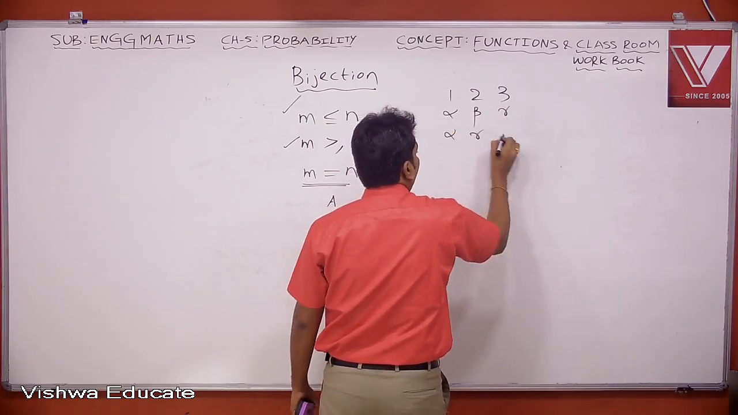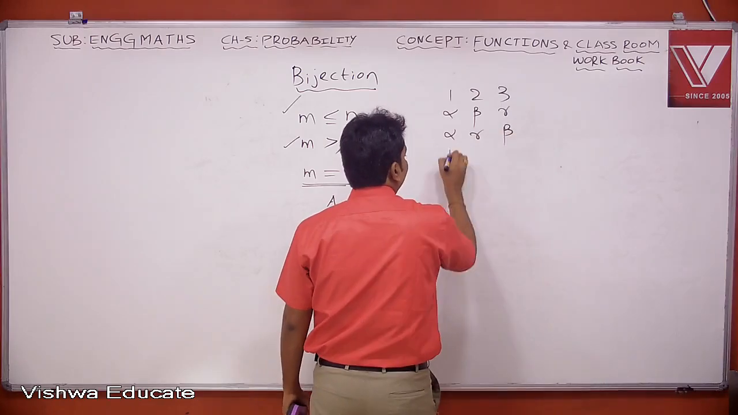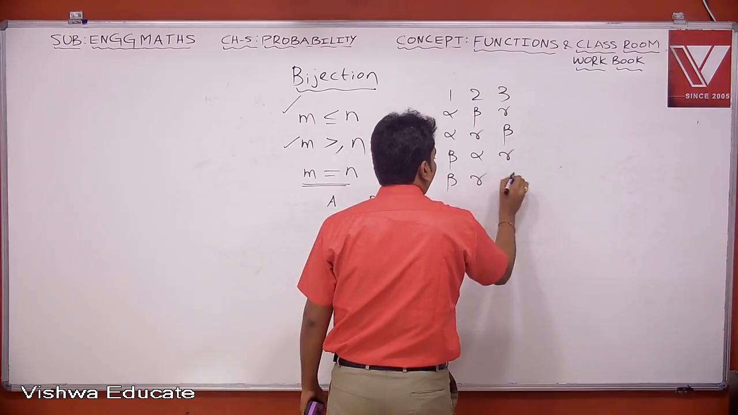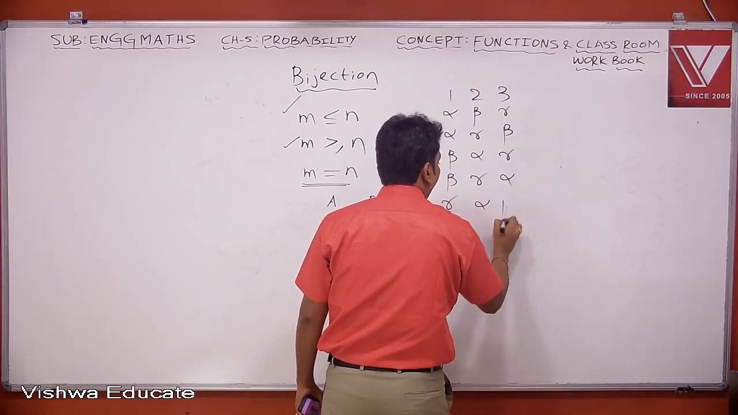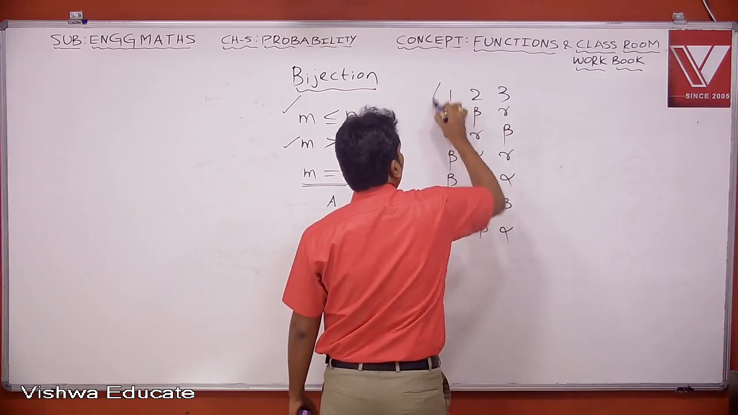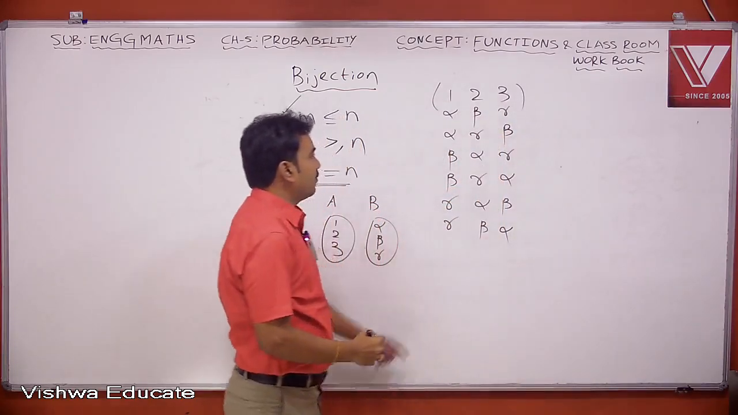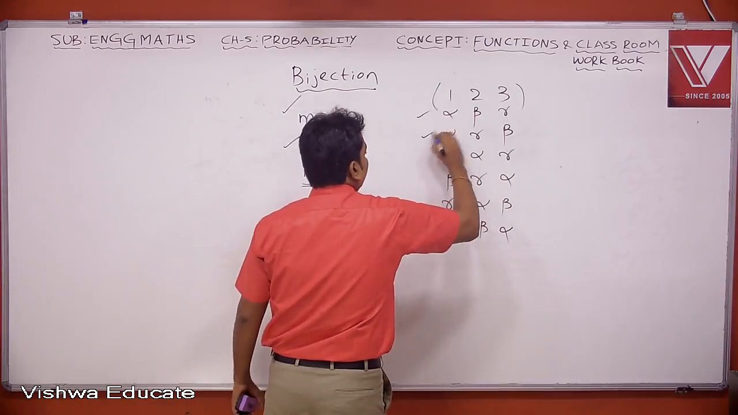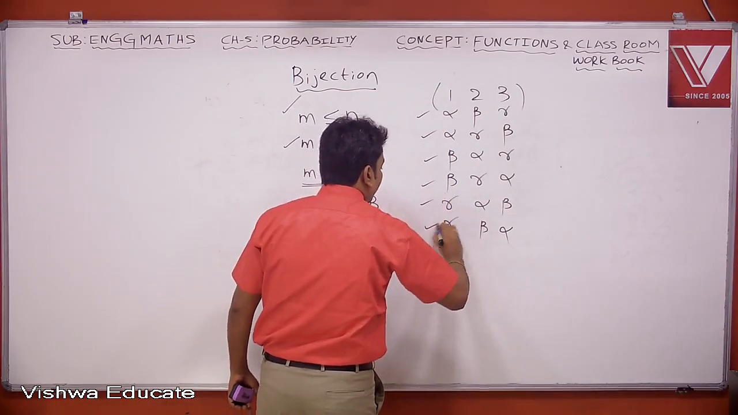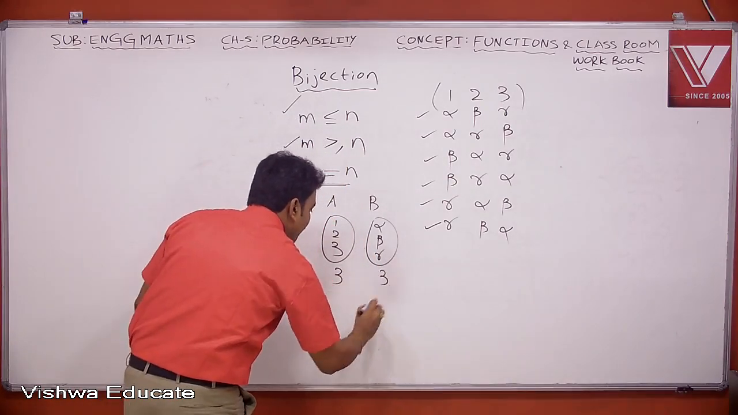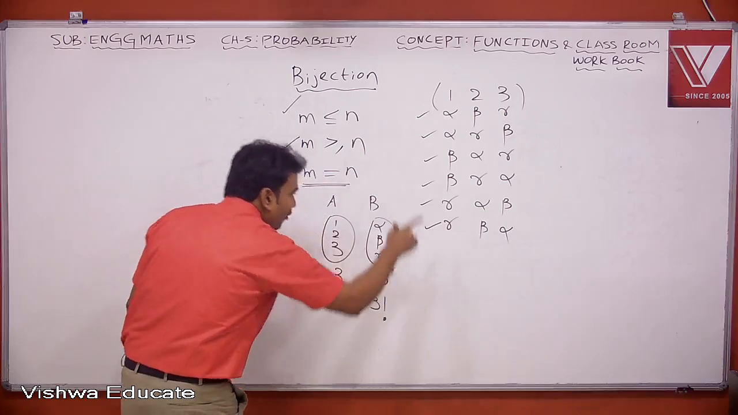Next alpha, gamma, beta. Then beta, alpha, gamma; beta, gamma, alpha; gamma, alpha, beta; gamma, beta, alpha. So all these are possible permutations with the 3 symbols. Therefore we have totally 6 functions. All these are bijections between two finite sets. So when you have an equal number of elements, the total number of bijections is 3 factorial.